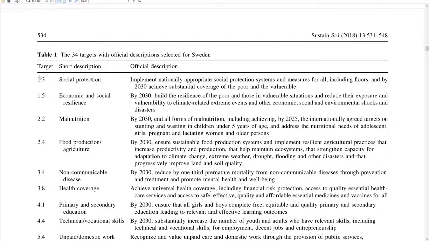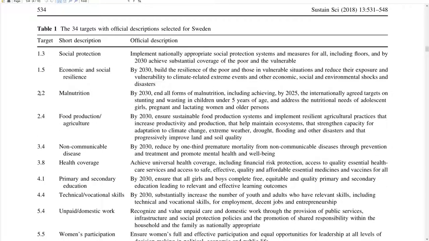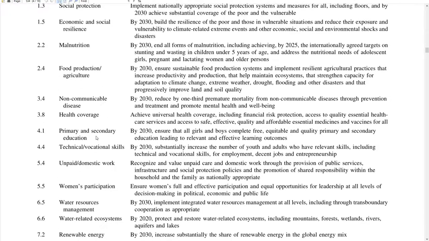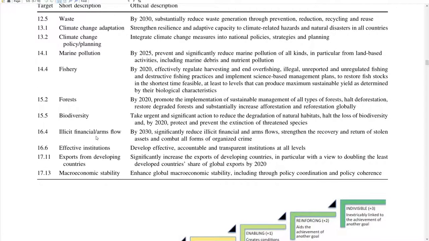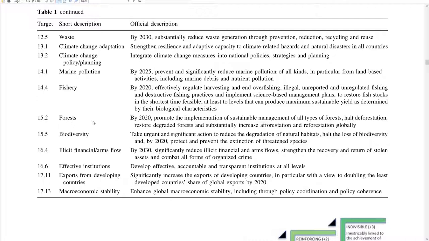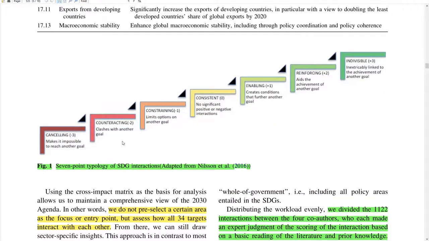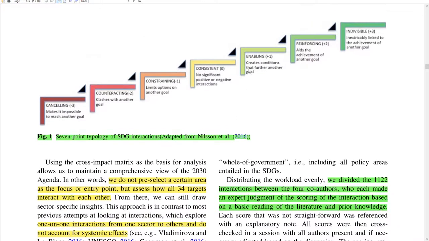These are the targets. So 1-3 is a target that belongs to goal number 1. 1-5 is another target that belongs to goal number 1. 2-2 belongs to goal 2. 2-4 belongs to goal 2 as well. 34 in total amongst all the 17 goals of the 2030 agenda. And these are the scale, the different values that they've given these interactions, ranging from -3 to +3, with a bunch more details on what they mean by enabling, consistent, constraining, counteracting, canceling, reinforcing, or indivisible.